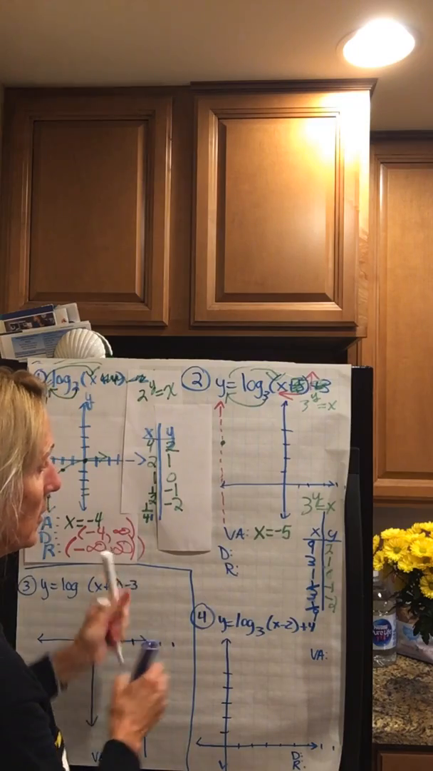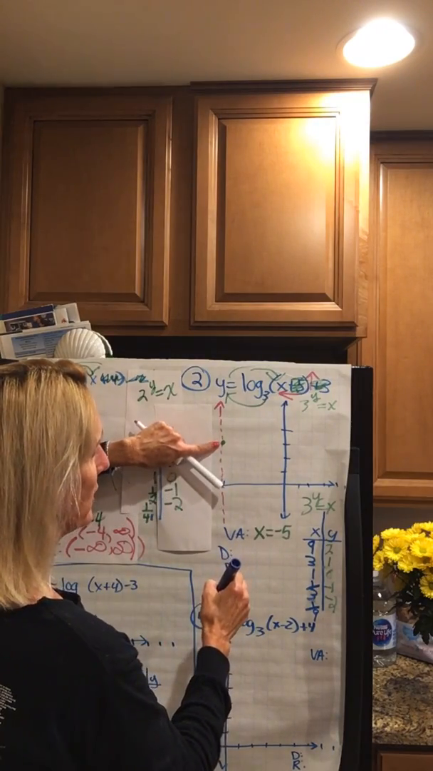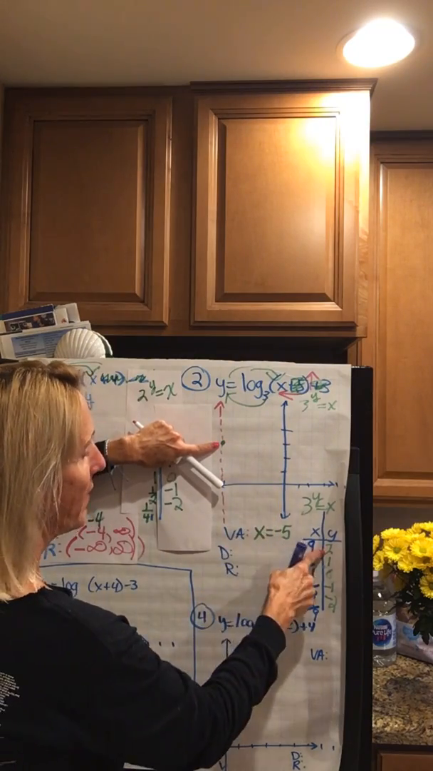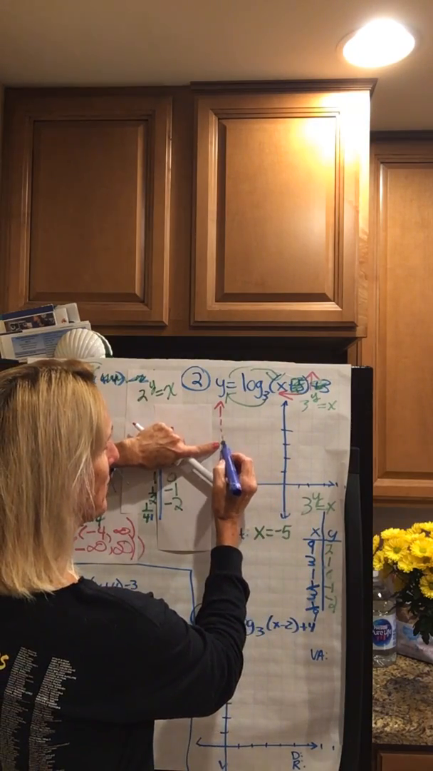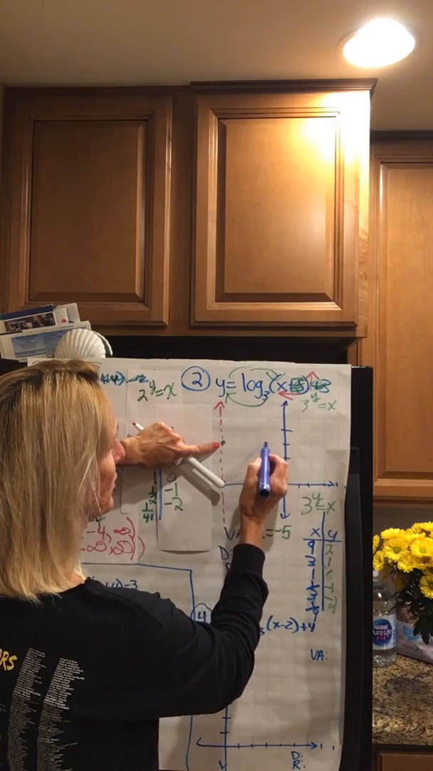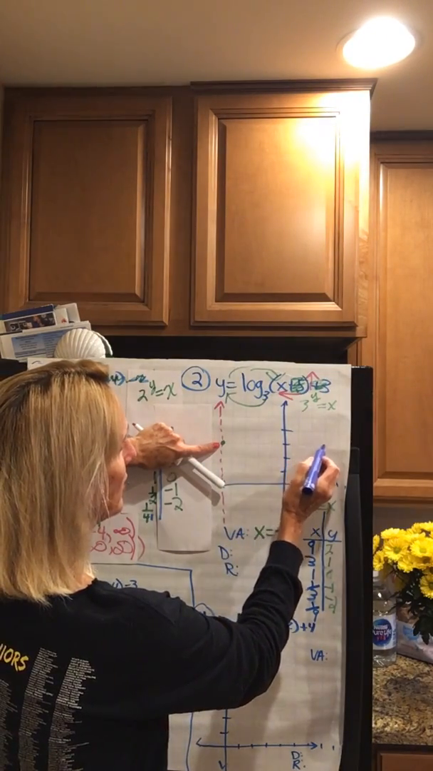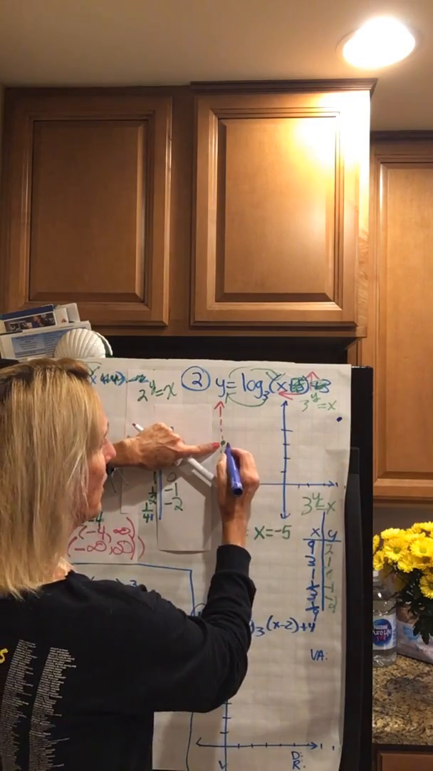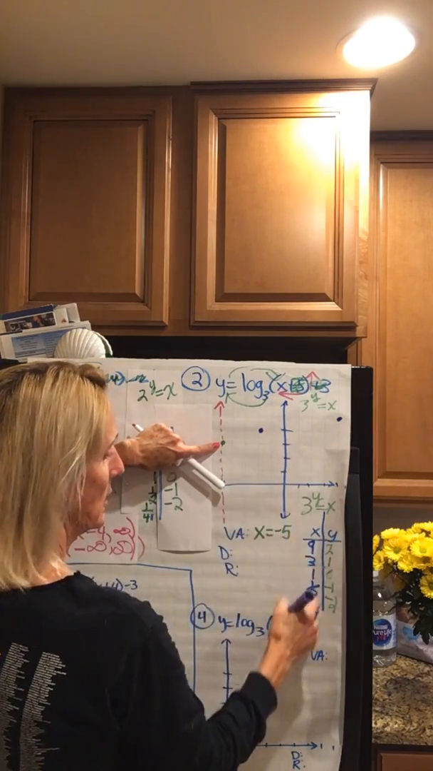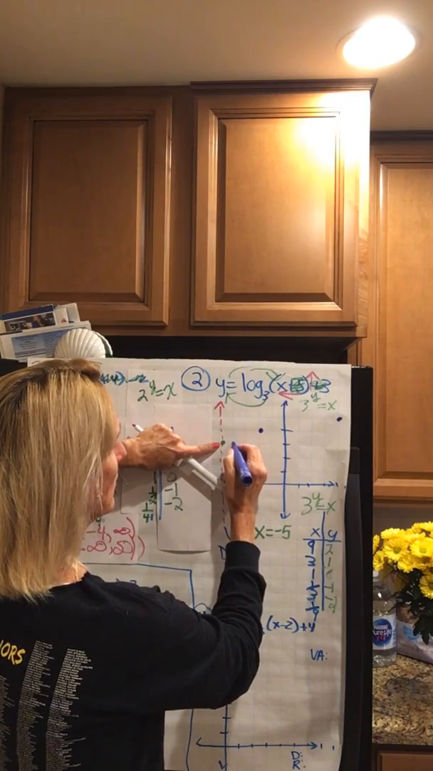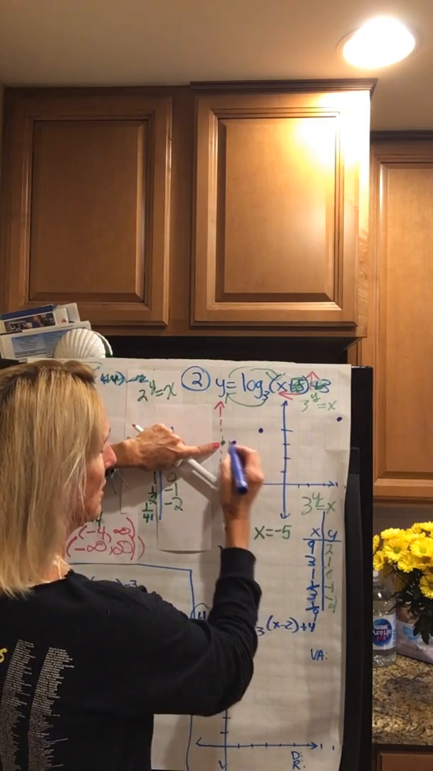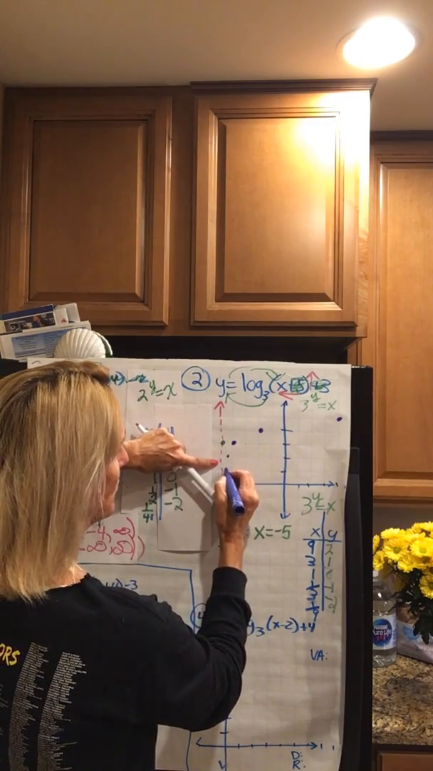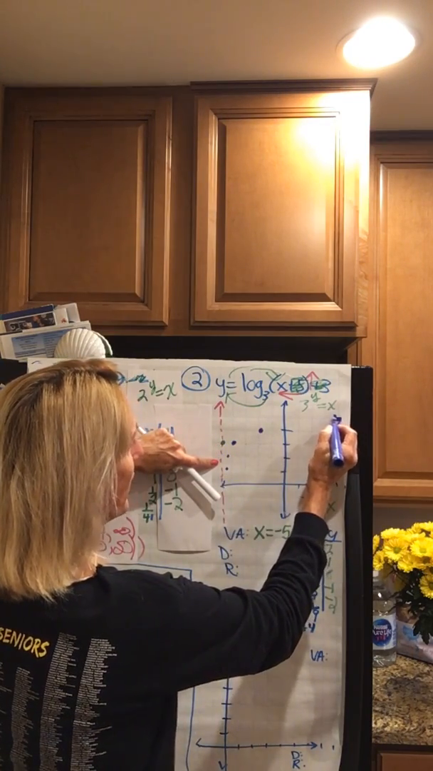So up here, starting at my point, because it was left 5, up 3. So I have 9, 2. I'm not sure if I can make 9. 1, 2, 3, 4, 5, 6, 7, 8. Yes, I can. 9, 2 is here. 3, 1. 1, 0. And then 1/3, -1 and 1/9, -2. So there is my log graph.